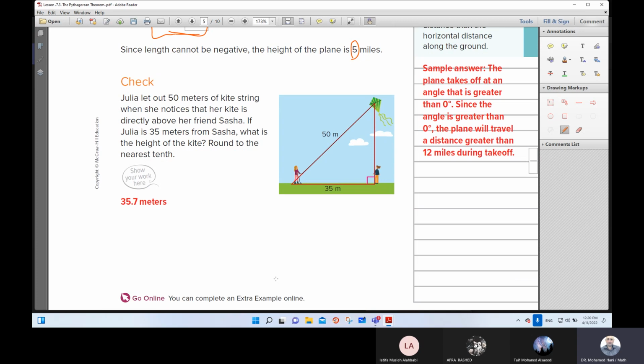And here is the same idea. We know here A, B is the missing value, and this is C. To know the value of B, we can use the Pythagorean theorem. So we can write A squared plus B squared equals C squared. A is 35, so 35 squared, plus the value of B will be x, so x squared, equals the value of C, which is 50, so 50 squared.